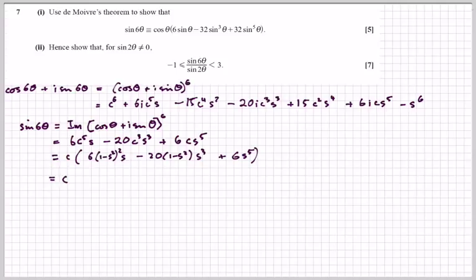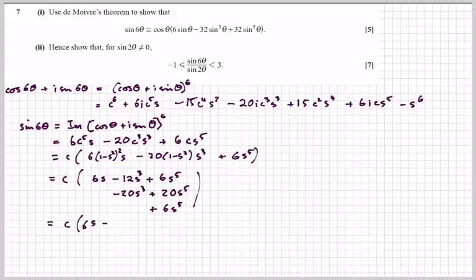Expanding the first term gives us 6 sine minus 12 sine cubed plus 6 sine to the 5. Expanding minus 20 brackets 1 minus sine squared times sine cubed underneath gives us minus 20 sine cubed plus 20 sine to the 5, and then writing 6 sine to the 5 theta here. I've written it like this so we can do column addition in the obvious way, giving us 6 sine theta minus 32 sine cubed theta plus 32 sine to the 5 theta as required.